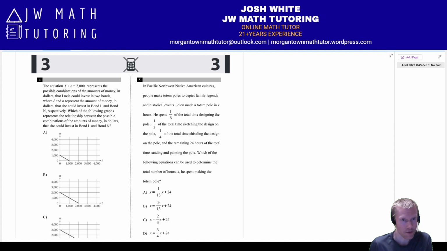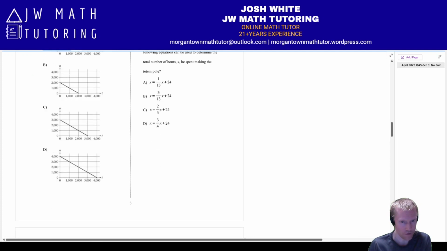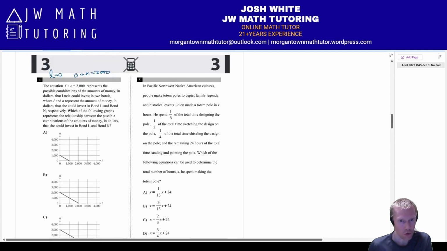So what that means is, okay, let's let L equal 0. 0 plus n equals 2,000, or in other words, n is going to equal 2,000. So that means for L, which is corresponding to the x, because see, L is on the horizontal axis for each of these answer choices, we're looking for a point that is 0, 2,000, which would be the y-intercept.